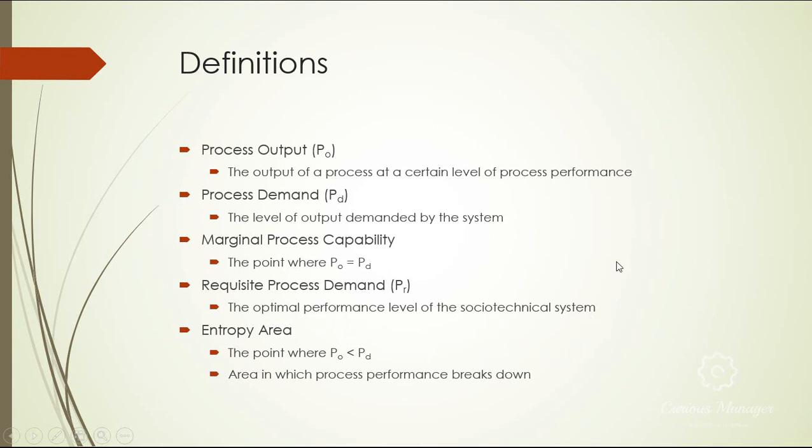Once again, you could raise this if you have a learning system in which the team can work between the requisite and the marginal process capability, and it learns how to perform better. This can actually be beneficial, but prolonged operation in here without learning can be very damaging. So the entropy area is a point where your output is less than the demand. And this is the area in which process performance breaks down because the team is no longer able to absorb the entropy effects of the system.